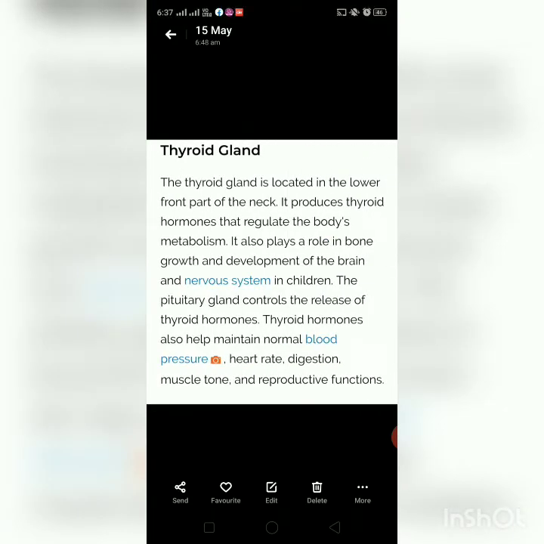Next one is the thyroid gland. The thyroid gland is located in the lower front part of the neck. It produces thyroid hormone that regulates the body's metabolism. It also plays a role in bone growth and development of the brain and nervous system in children. The pituitary gland controls the release of thyroid hormones. Thyroid hormones also help maintain normal blood pressure, heart rate, digestion, muscle tone, and reproductive functions.